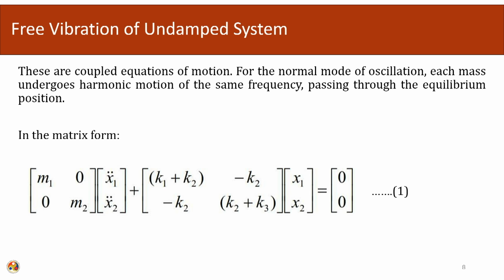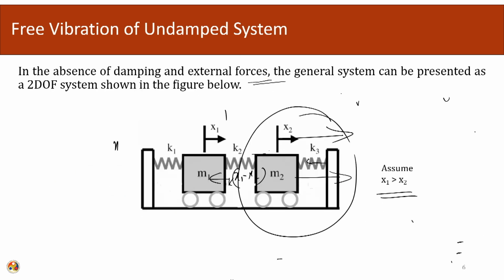So, for the normal mode of oscillation, each mass undergoes harmonic motion of the same frequency passing through the equilibrium position. What it means is that each mass is going to oscillate around its mean position with a certain frequency. Since there are 2 degrees of freedom here, there will be 2 frequencies associated with each motion.